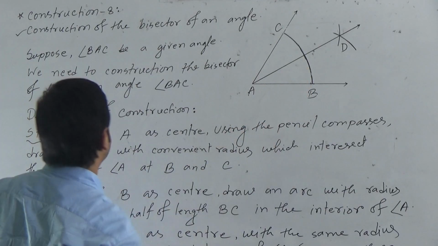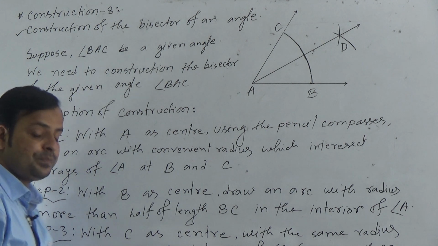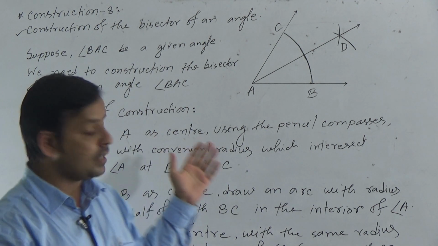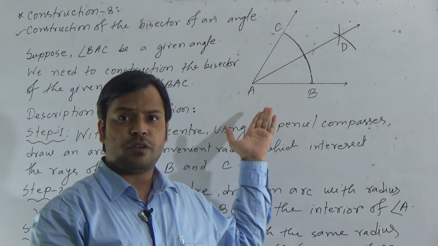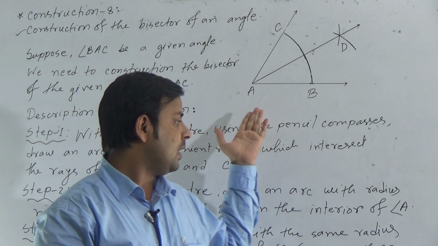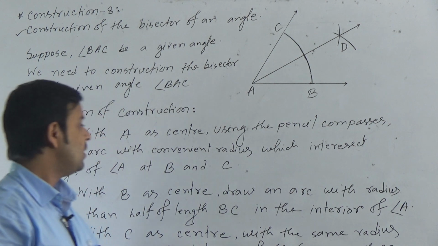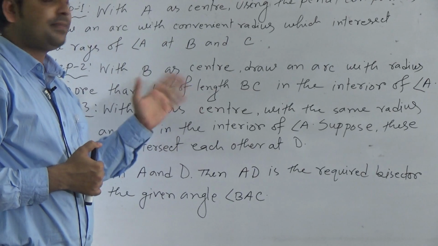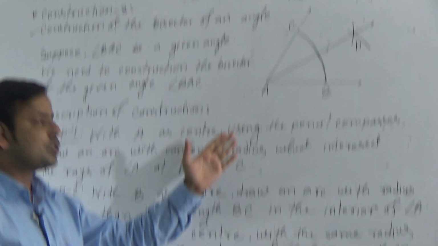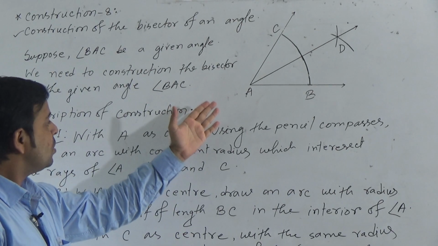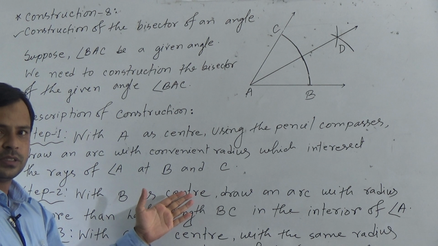AD is the bisector. Dear students, I hope you have understood how to construct the bisector of an angle and how to write the description. Writing description is very easy if you can understand the construction. So follow the construction to write the description.